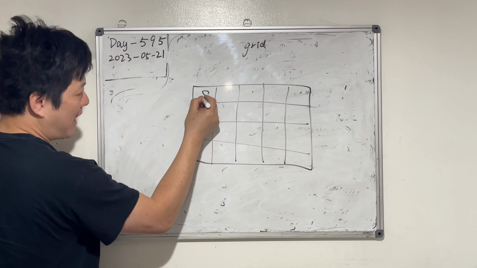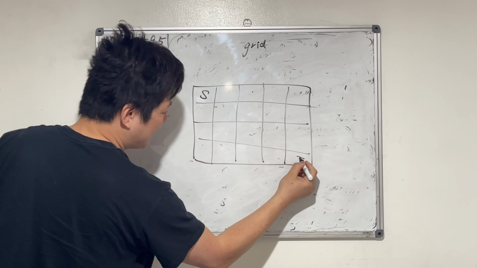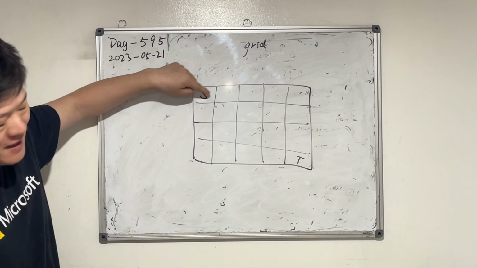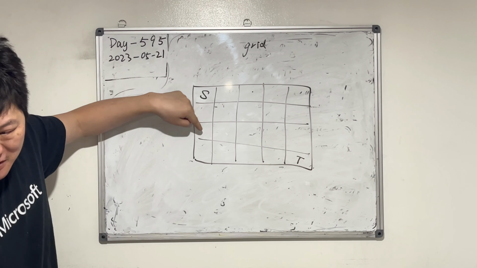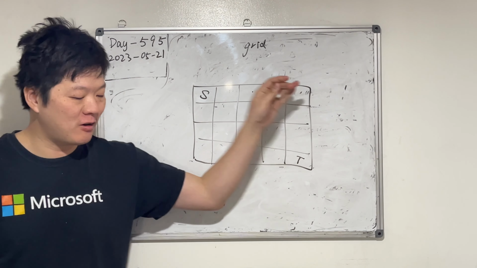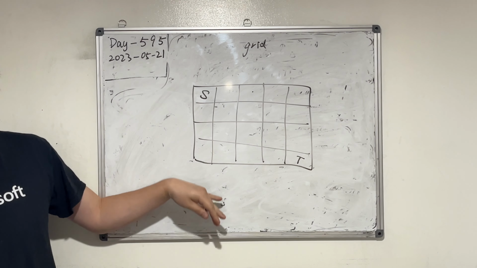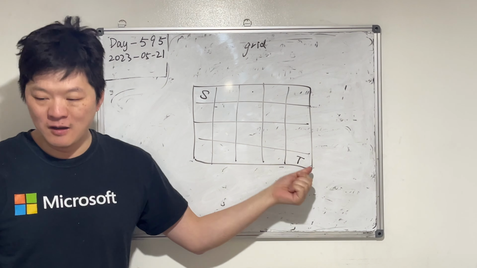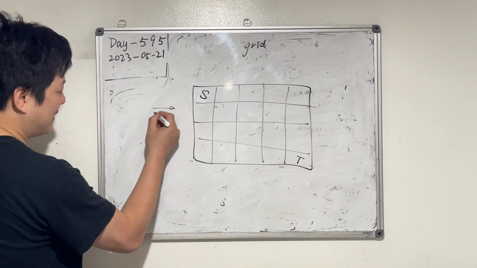For example, that's the start. That's the destination target. And if we are here, we can walk east and south. At each step, we can only walk to the right or walk to the south, okay? So we want to calculate the number of ways, walking to the east and walking to the south.